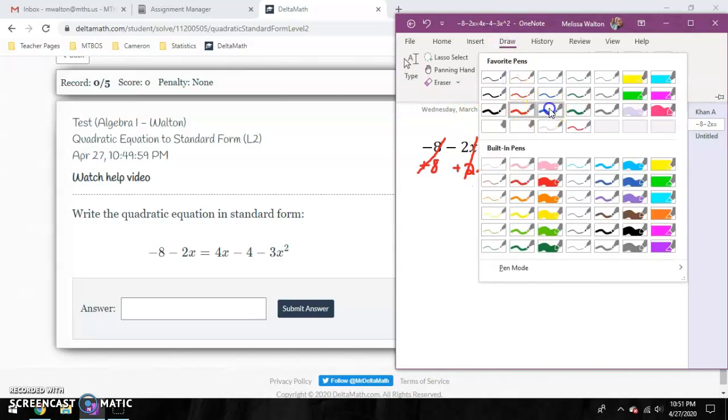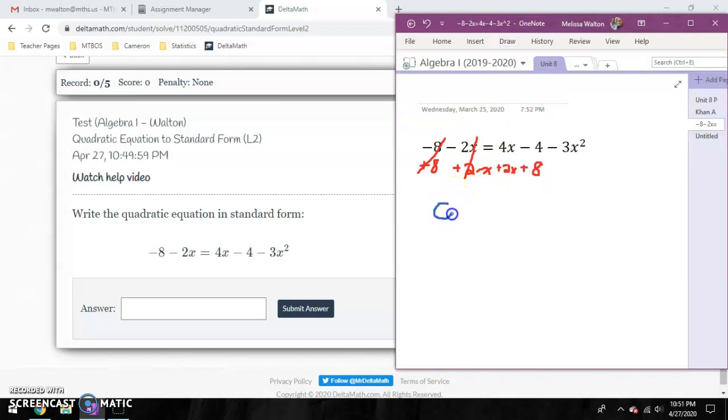So let's talk about what we have here. We have a 0 equals, all right, looking to combine things. I have a 4x and a 2x. That is 6 x's. A negative 4 plus 8 is a positive 4. And then finally, I have a negative 3x squared.